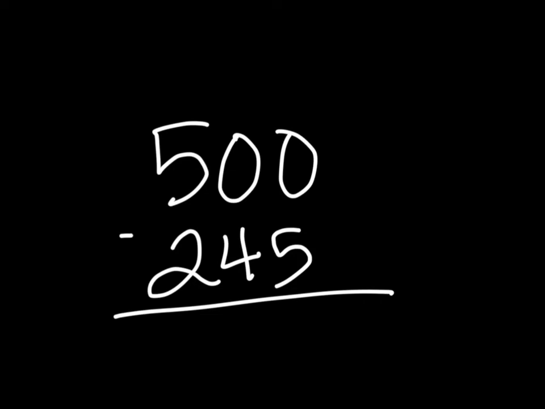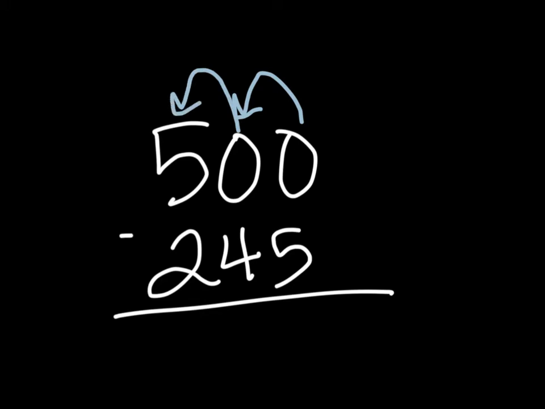Now let's talk about what you do when you have zeros in your numbers. What are we going to do? Because we can't borrow from our neighbor because there's nothing there. Let's start again in our ones column. We have 5. We can't take away 5 from nothing. So we go to our neighbor, and our neighbor has nothing either. So we have to go all the way to the 5.